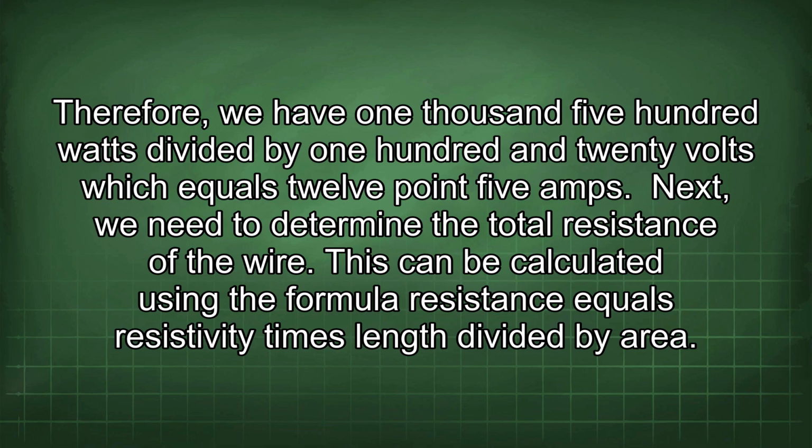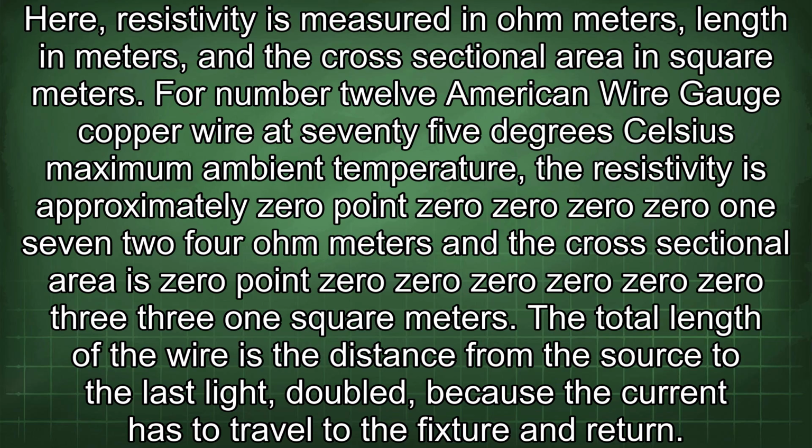Next, we need to determine the total resistance of the wire. This can be calculated using the formula resistance equals resistivity times length divided by area. Here, resistivity is measured in ohm meters, length in meters, and the cross-sectional area in square meters. For number 12 American wire gauge copper wire at 75 degrees Celsius maximum ambient temperature, the resistivity is approximately 0.00001724 ohm meters and the cross-sectional area is 0.000000331 square meters.